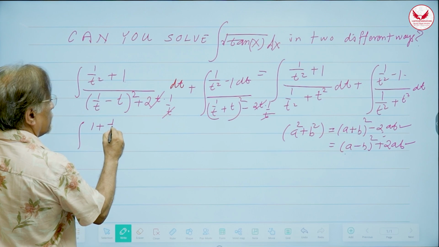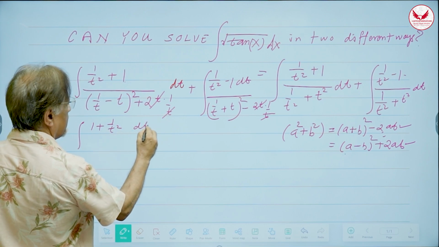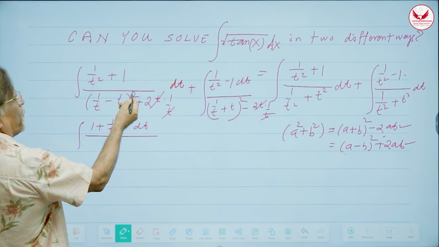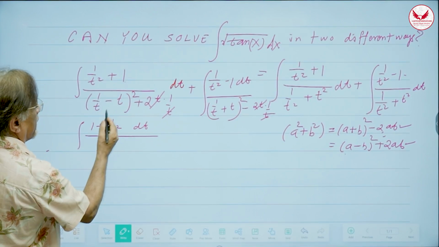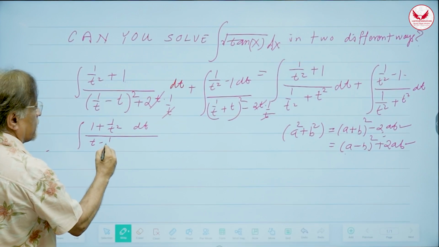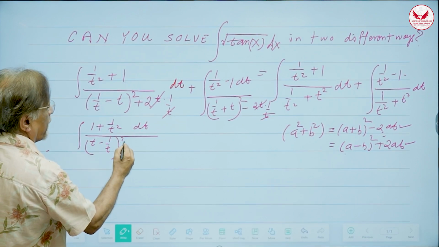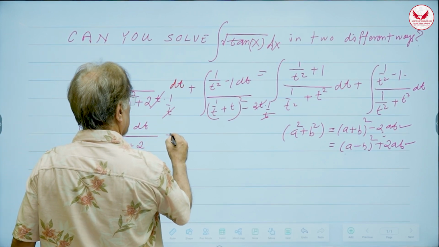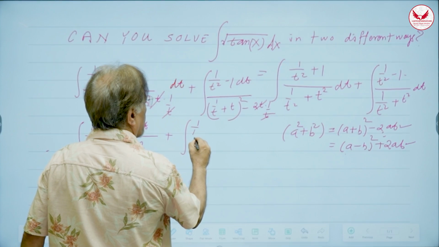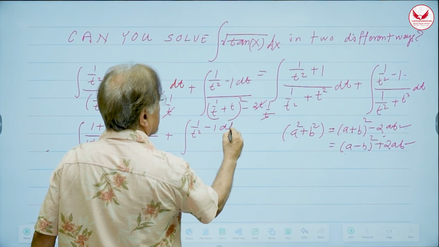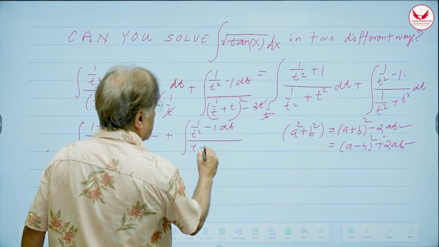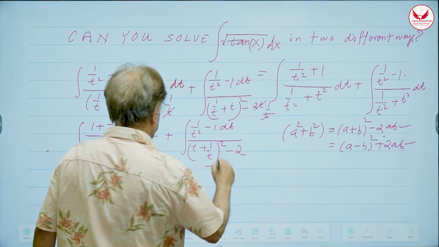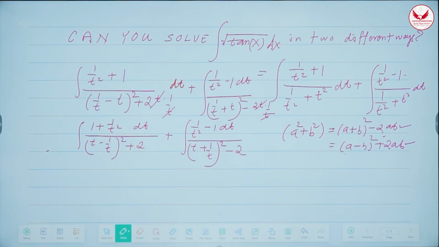So it is 1 plus 1 upon t square dt divided by, see, because it's a square, even if I interchange the order, it makes no difference. So that is (t minus 1 upon t) square plus 2. Okay? Plus, here also I'm going to write 1 upon t square minus 1 dt divided by (t plus 1 upon t) square minus 2. So these are the two integrals that we are dealing with.